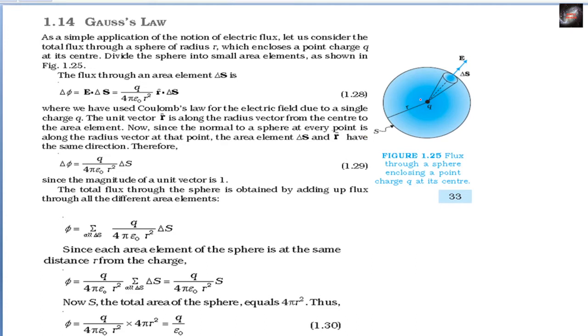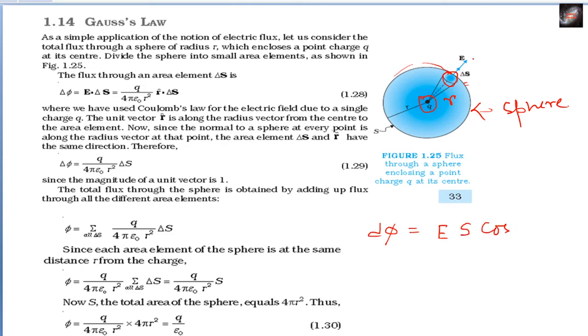Here we consider a charge situated in this position, and around this charge let us consider a sphere whose radius is r. At first we will determine the electric flux that passes through a small elementary area delta S. इसके अंदर से कितना इलेक्ट्रिक फ्लक्स जाएगा ये हम पहले कैलकुलेट करेंगे. According to our definition, this is E into S into cos of theta.